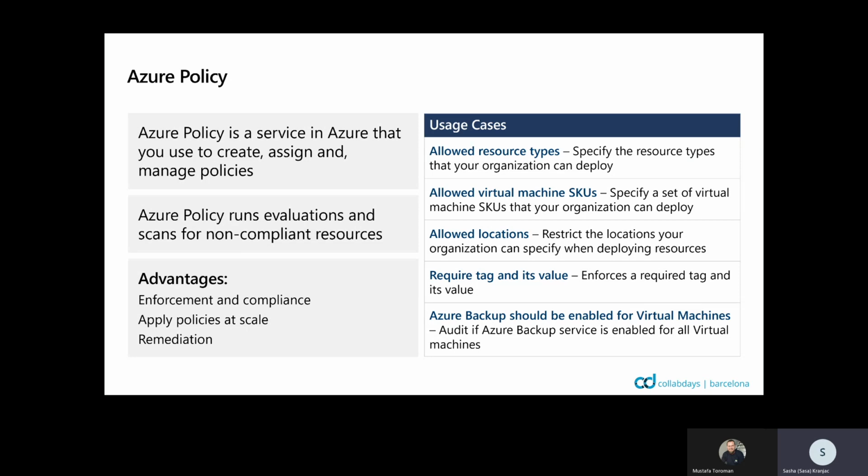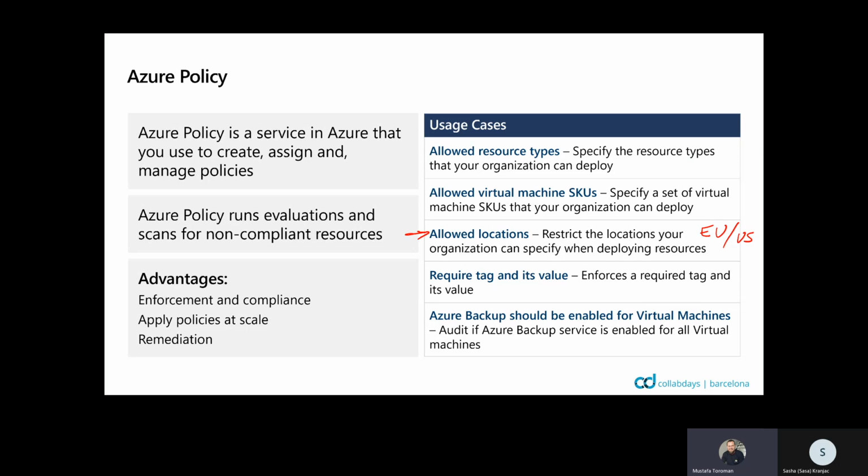The other use cases might be allowing different resource types, like we mentioned before, or certain virtual machine SKUs, let's say, or restricting locations where we can use our virtual machines. So, for example, we can enforce using VMs or locations that are tied just to the EU or US. That's really a common case for a lot of companies.